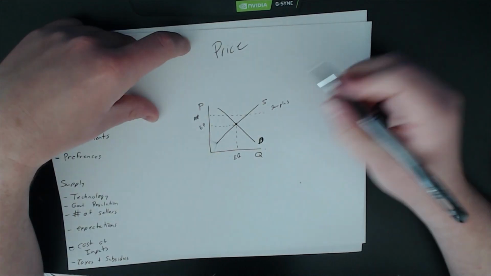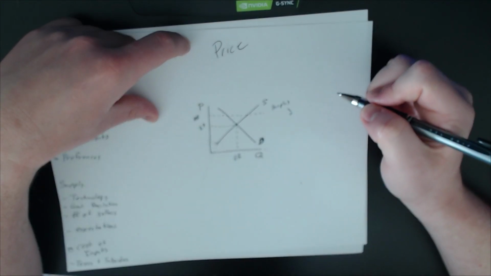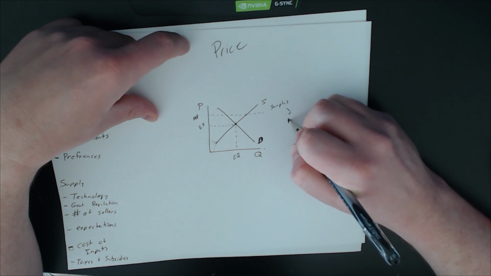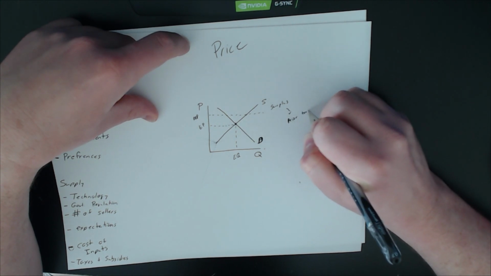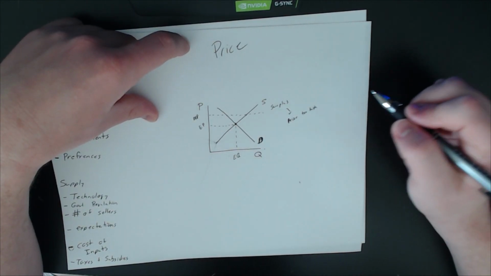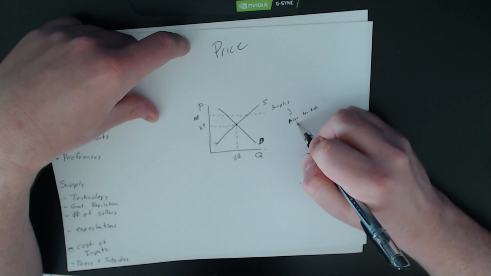All right. Now, what a surplus tells me is really 2 things. One, my prices are too high. And because my prices are too high, I have in essence now wasted resources.